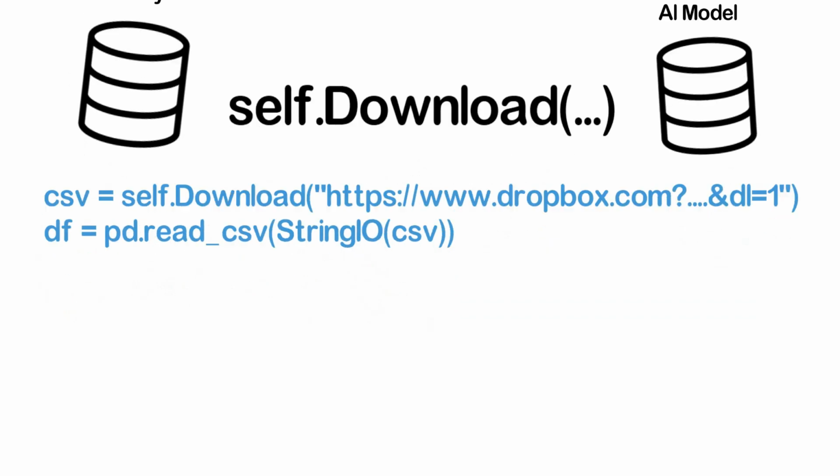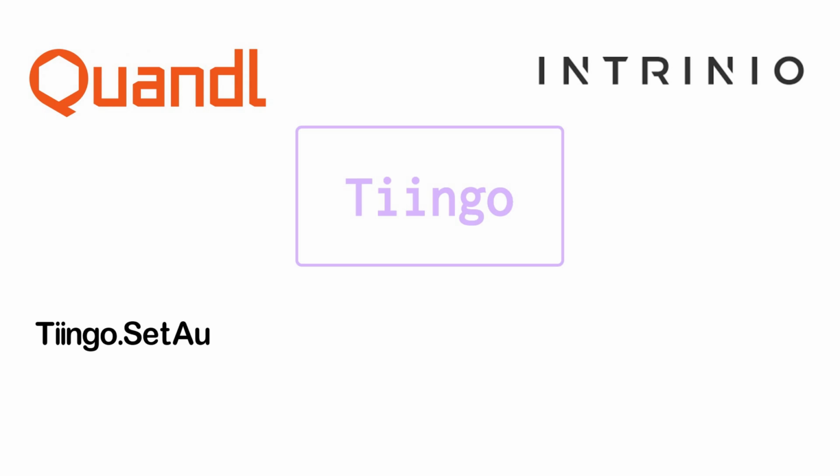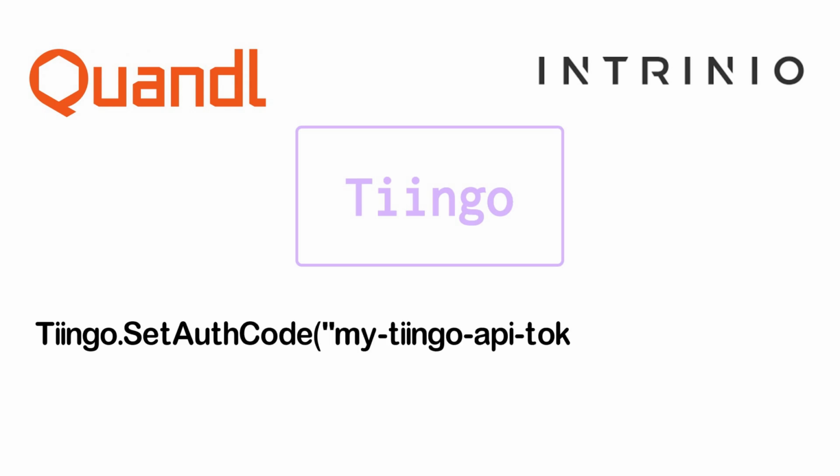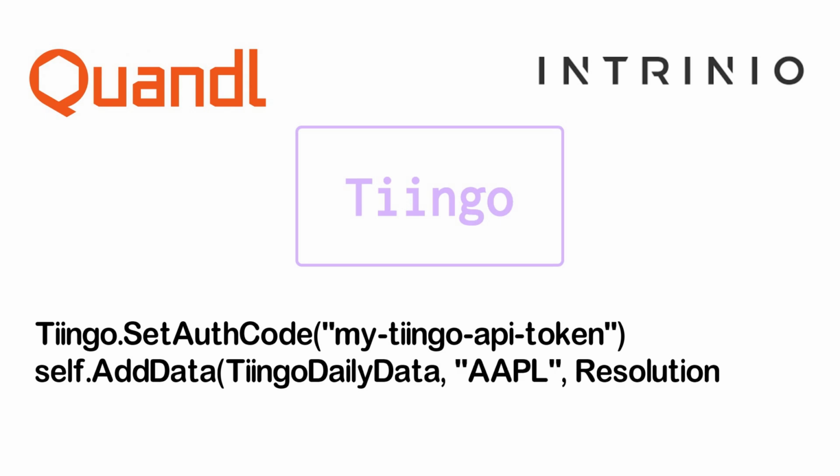Note that if you want to use custom data from a data vendor such as Quandl, Tiingo or Intrinio, QuantConnect does offer direct helper methods for this. Here, you only have to provide your API token and you're good to go. For the specifics on how to do this, I recommend checking out the documentation page.